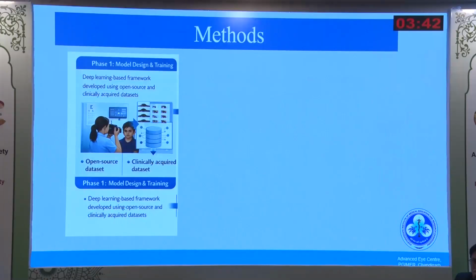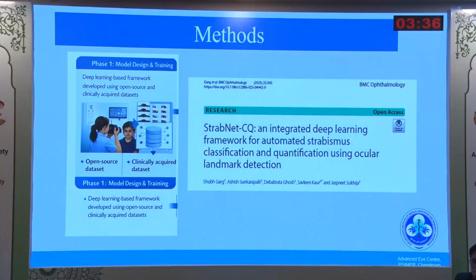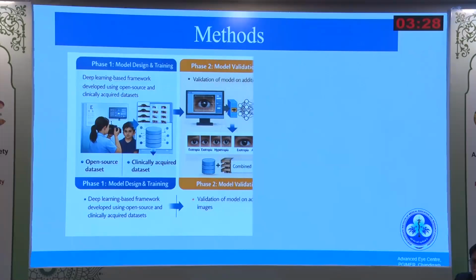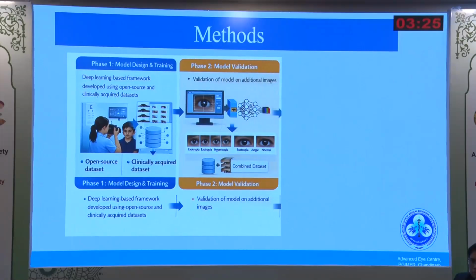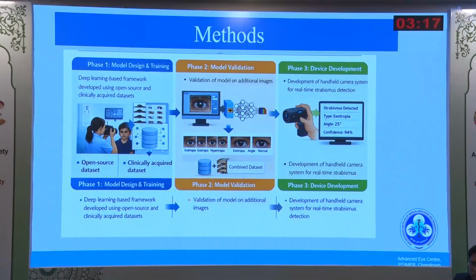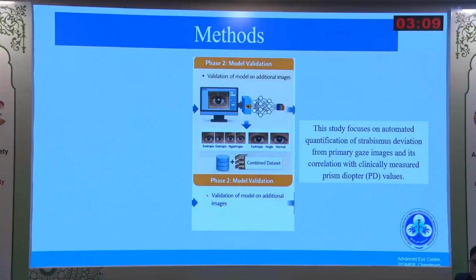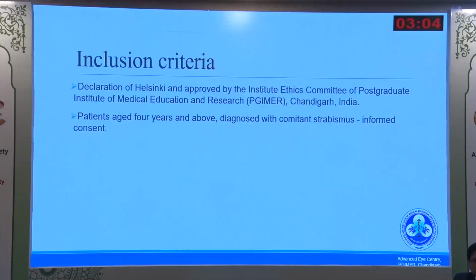The study was divided into 3 phases. The first phase was model development. We were lucky that we were able to build a platform based on a deep learning method. It is applied for a patent, and we tested it on a small subset of patients. The second part involved validation of this model on a larger subset of patients where we are doing surgery and could measure it against the prism diopter values, and then go on to development of a device which can tell us the diagnosis of squint and then quantify it for us. I'm going to be discussing the validation phase of the study, compared to the prism diopter values which we measure before surgery, measured by a strabismologist.